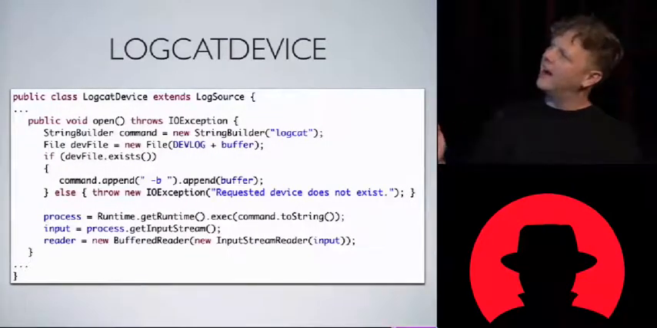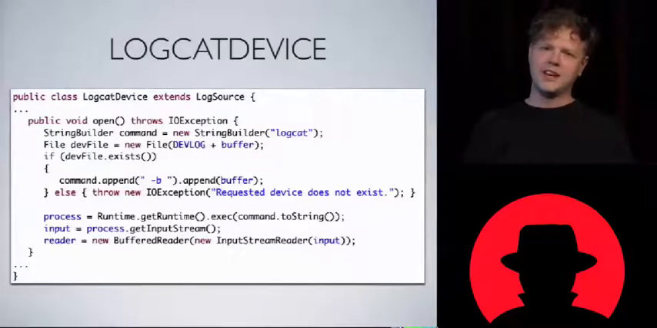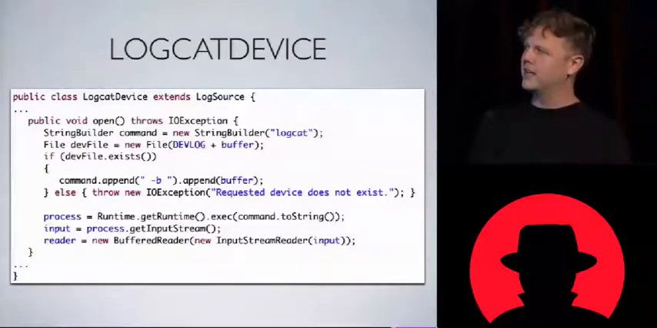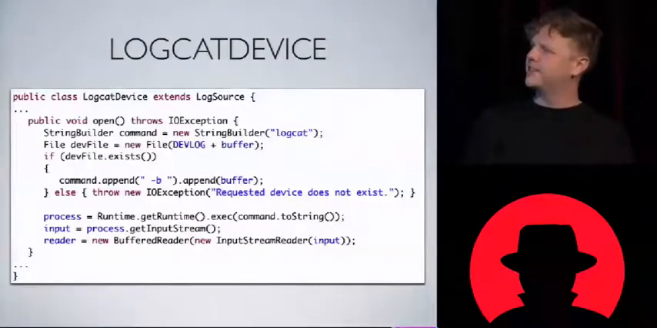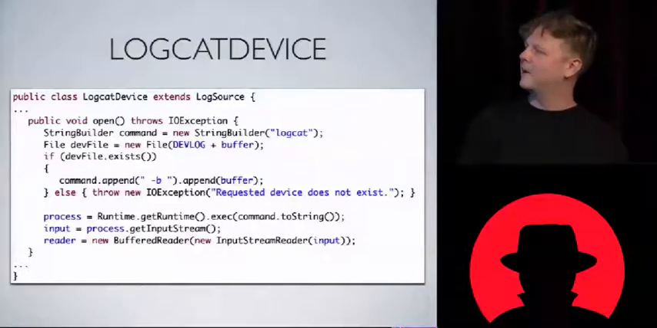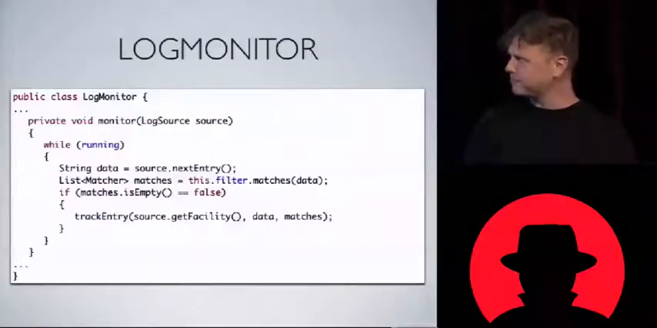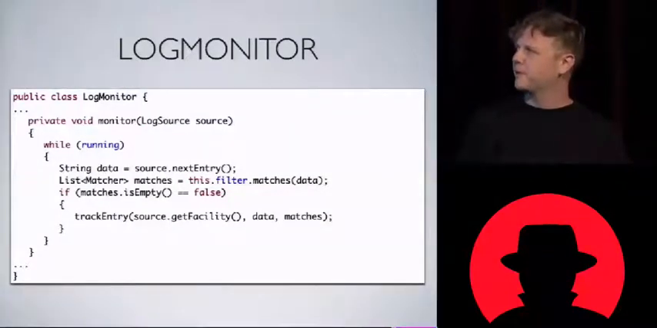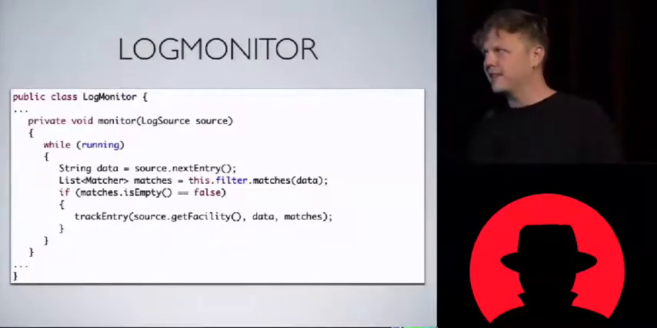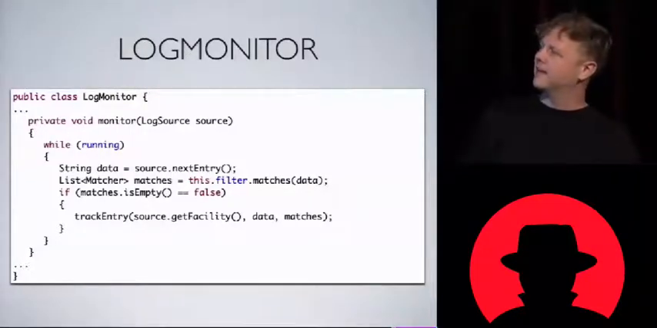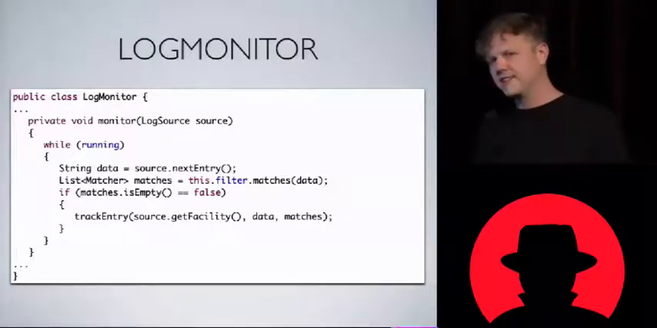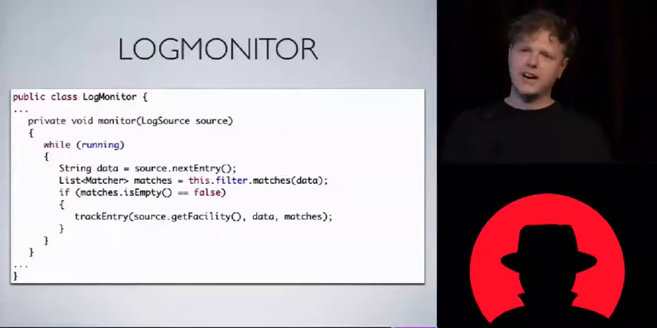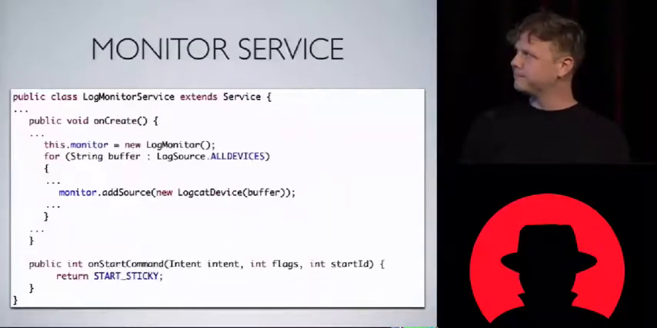So at a high level, we have a Logcat device, which in this case is just a relatively simple wrapper around the Logcat utility invoked from within an application. We're going to open that device and set up a line-oriented reader for it. We have a log monitor, which is responsible for the primary data processing thread here. We'll pull each line of log output out, match it against the set of filter criteria that we've established, and if something looks interesting, we'll track it for delivery to the server component.